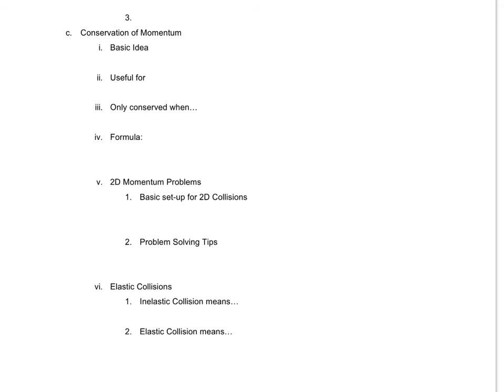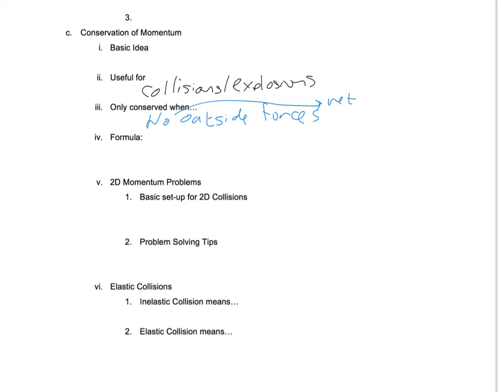So, conservation of momentum. Basic idea is if we assume no outside forces, then the total momentum of a system is conserved. This is really useful for collisions and explosions. So if you see problems with collisions or explosions on them, chances are that you're going to be using conservation of momentum. I'll say this again, this is a really important point. It's only conserved when there are no net outside forces, and the only forces are the forces within our system between the objects.